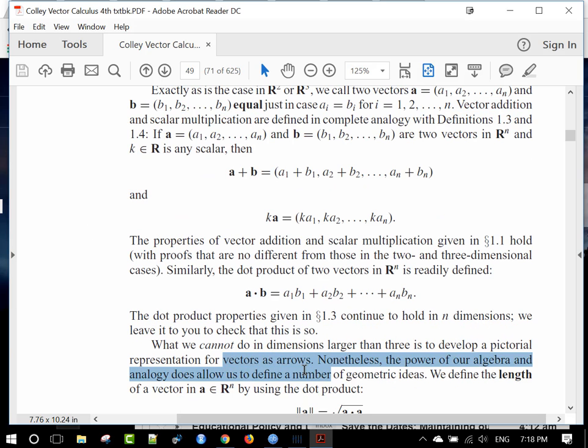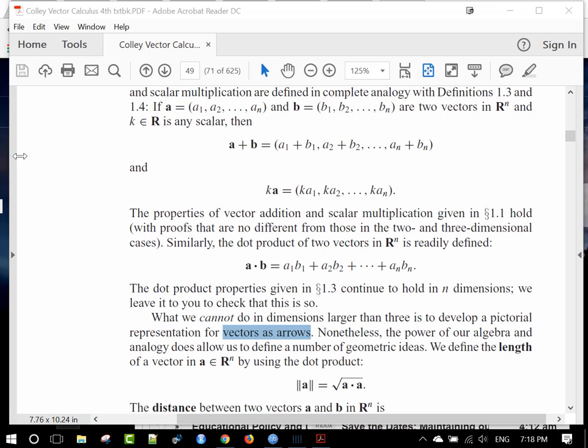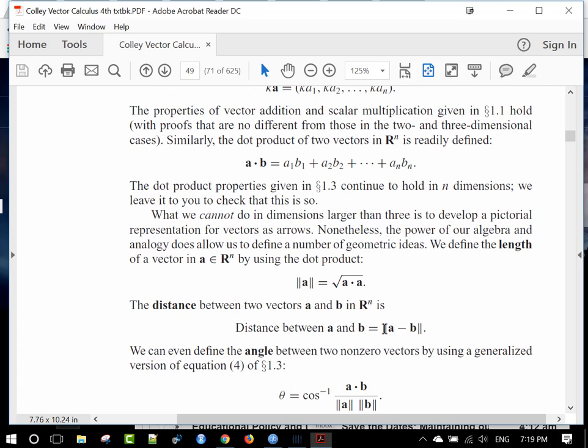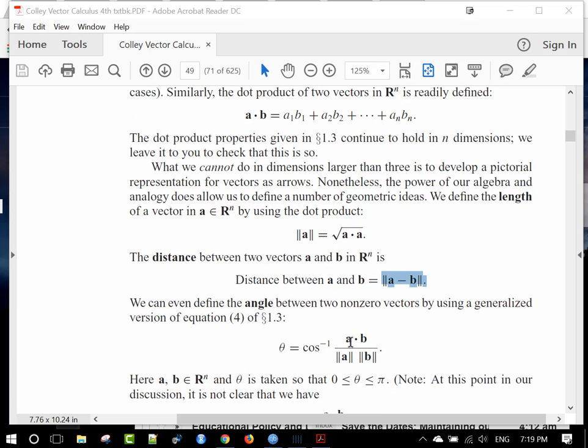Then she says you can't really speak about vectors as arrows anymore. Nonetheless, she says the power of our algebra does enable us to define some geometric ideas, even for large n. So, for example, we can define the length of a vector. We had that this was the length for R2 and R3, and since now we have the dot product in Rn, we can use the same. This was the distance between two vectors before, and we're going to use it now as well. And because we have the dot product in Rn, we can define the angle between two vectors.